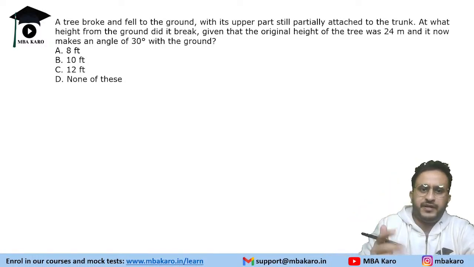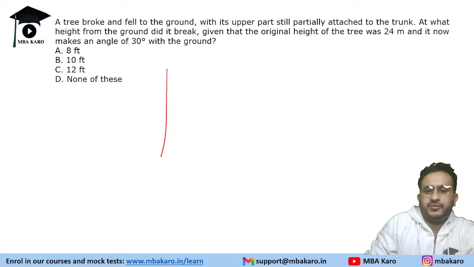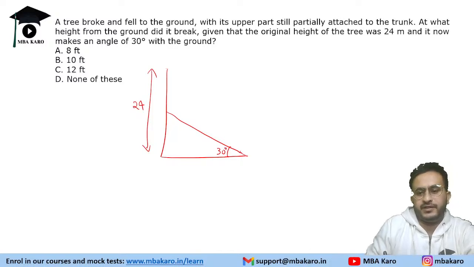So a tree broke and fell to the ground with its upper part still partially attached to the trunk. There was a tree like this, and then it broke. At what height from the ground did it break? Given that the original height of the tree was 24 meter, and now it makes an angle of 30 degree with the ground. So now it has fallen like this, making an angle of 30 degree with the ground.